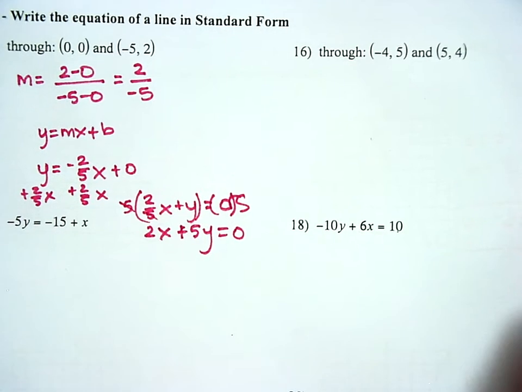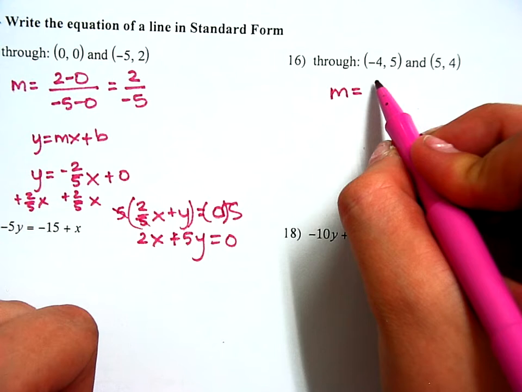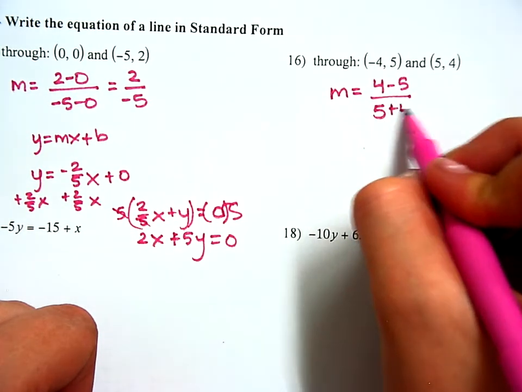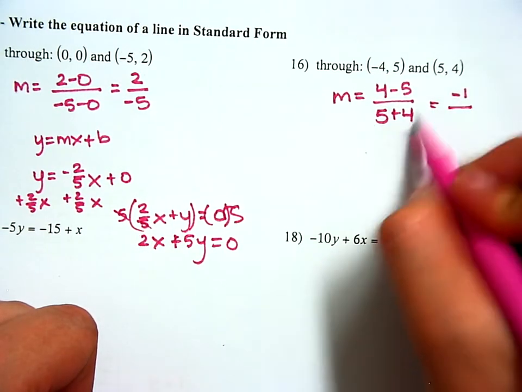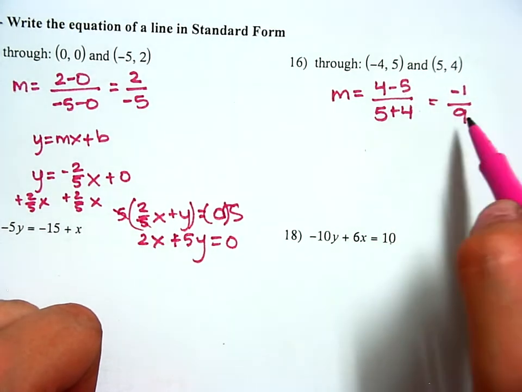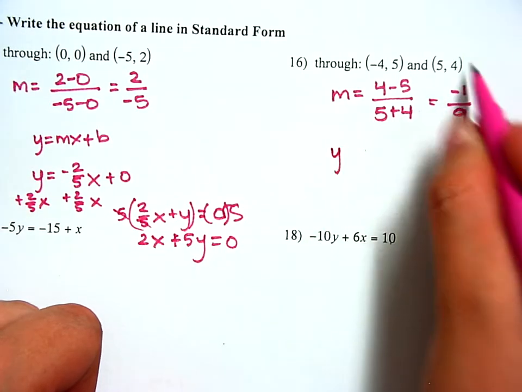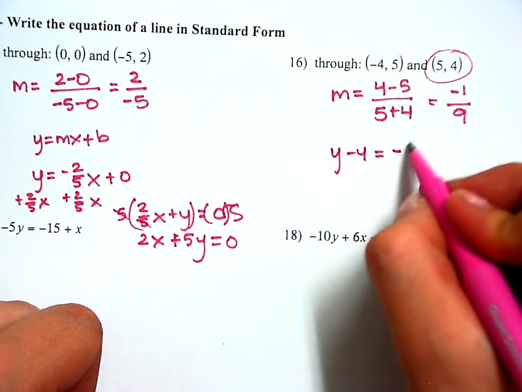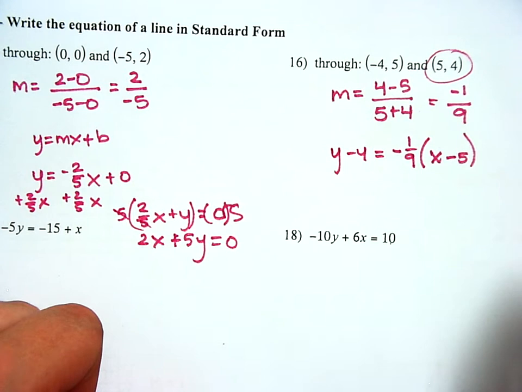Next one, again, we've got 2 points. So let's find the slope. Slope is 4 minus 5 all over 5 plus 4, because we were subtracting a negative 4. And that's negative 1 over 9. All right, and again, we've got a point and we've got slope. Let's write it in point slope this time. So let's write y minus 4, I'm using this point, equals negative 1/9 x minus 5. Okay.